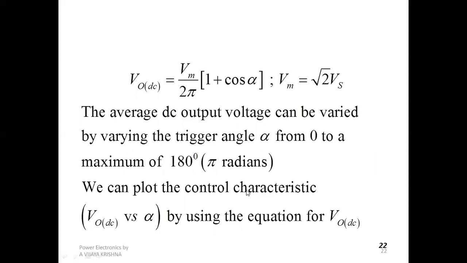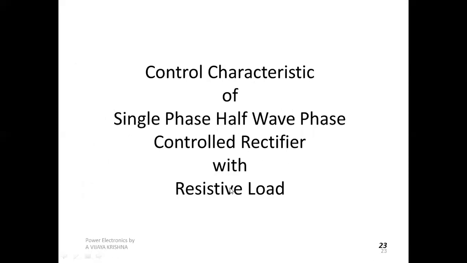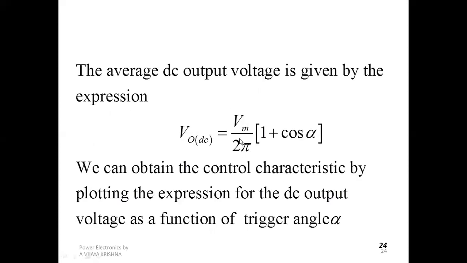The average DC output voltage can be varied by varying the trigger angle alpha from 0 to a maximum of 180 degrees. How can you plot the characteristics from this equation? These are the control characteristics of the single phase half wave phase control rectifier with resistive load. The average DC output voltage is given by V naught is equal to Vm by 2 pi of 1 plus cos alpha for a single phase half wave converter with R load.